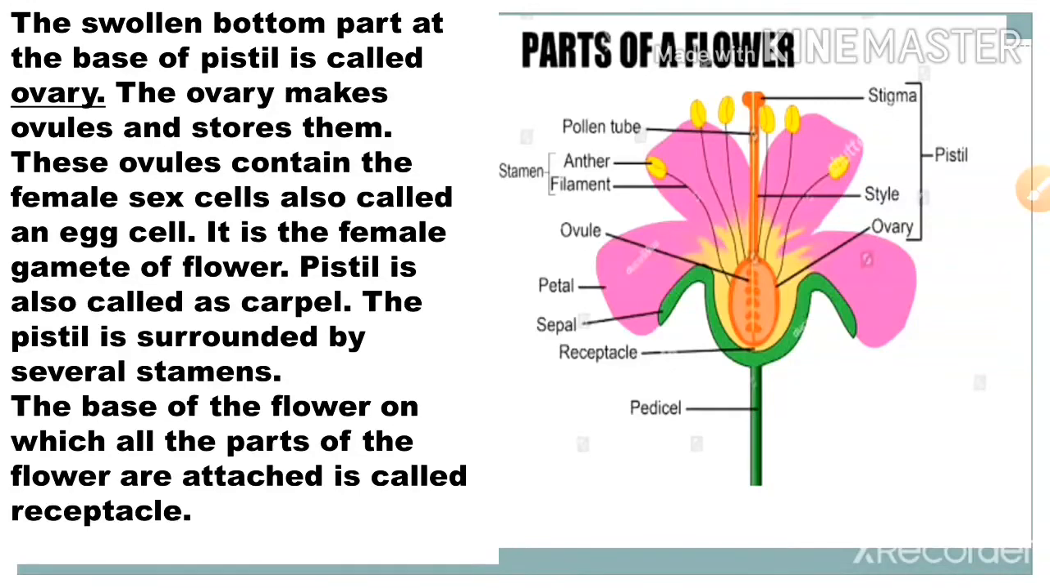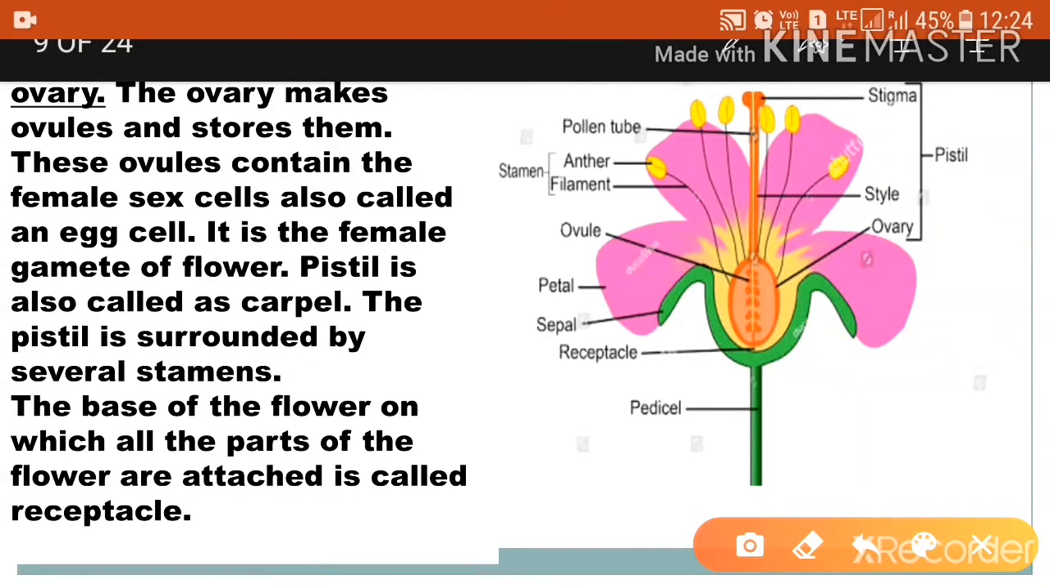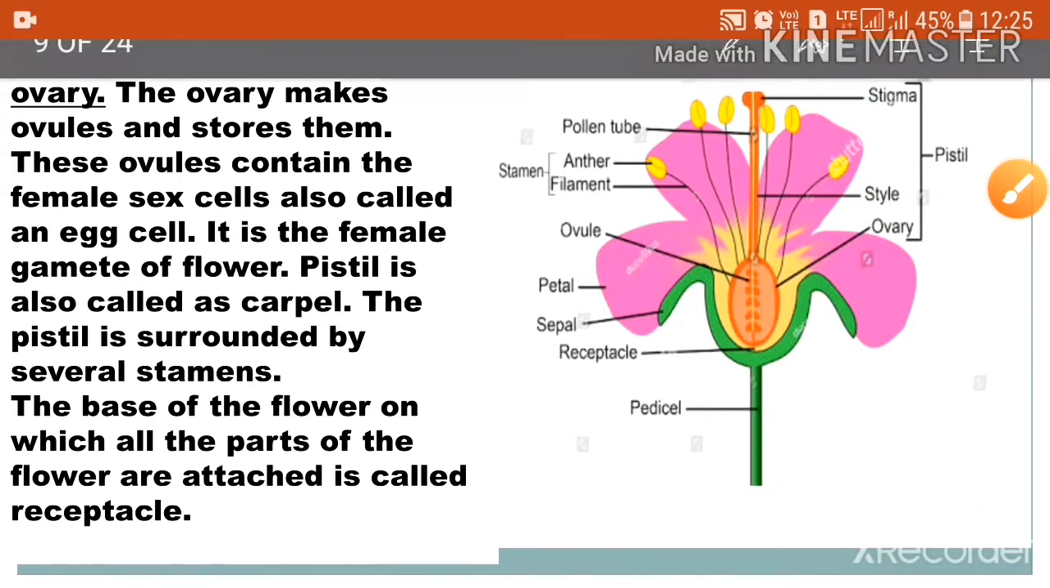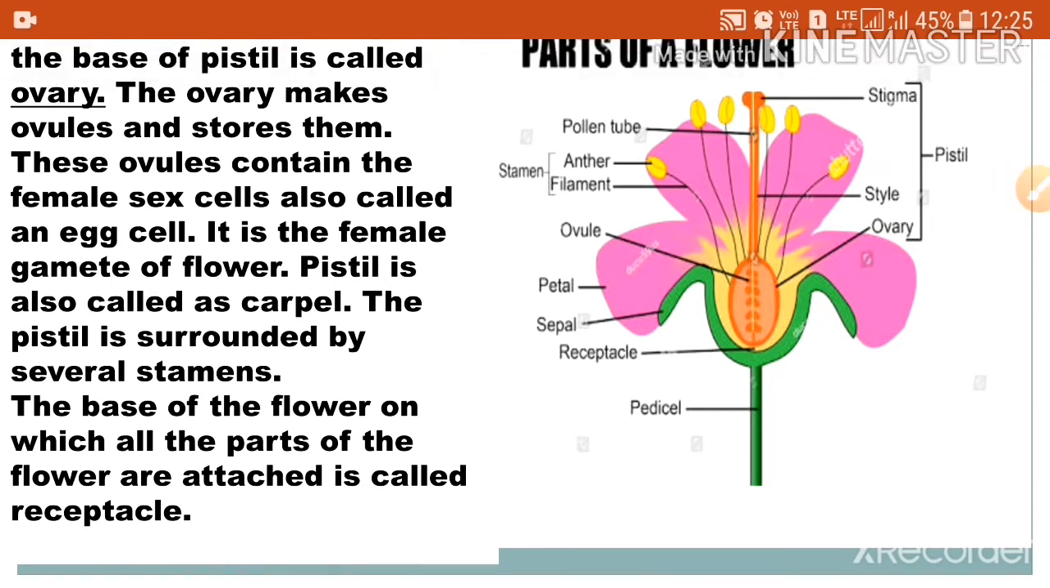This is stigma. As you can see in this figure, this part is called stigma and the tube-like structure is called style, and it is a kind of ovary. Is it clear now? The base of the pistil is called ovary.